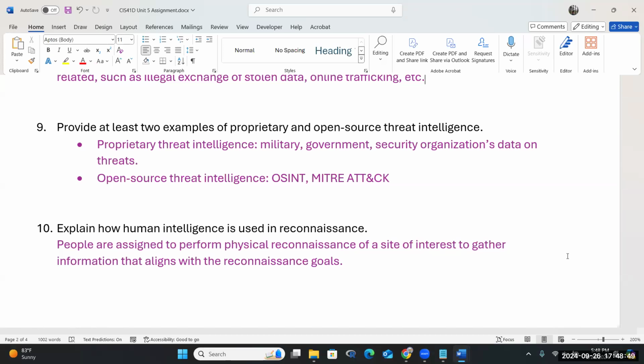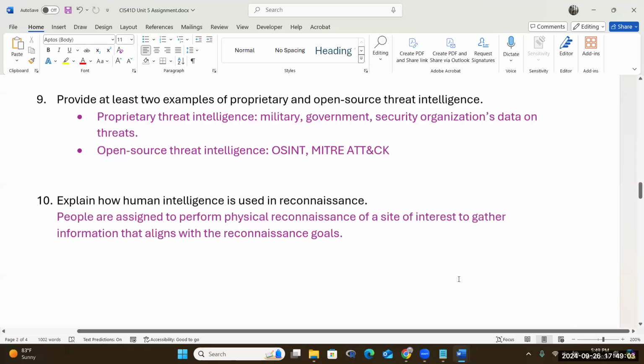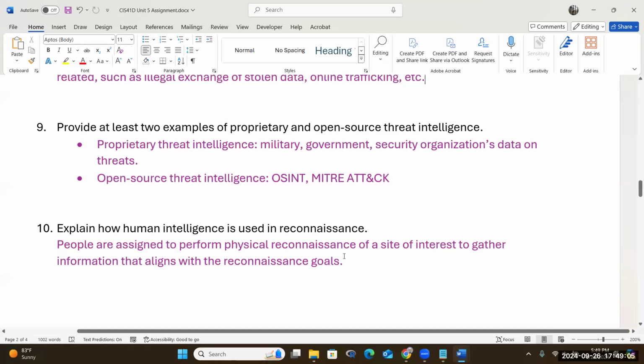And when we do this form of recon, we always want to make sure that it aligns with our goals, fulfills our objective in what kind of information that we're trying to gather, right? For our needs or our project.